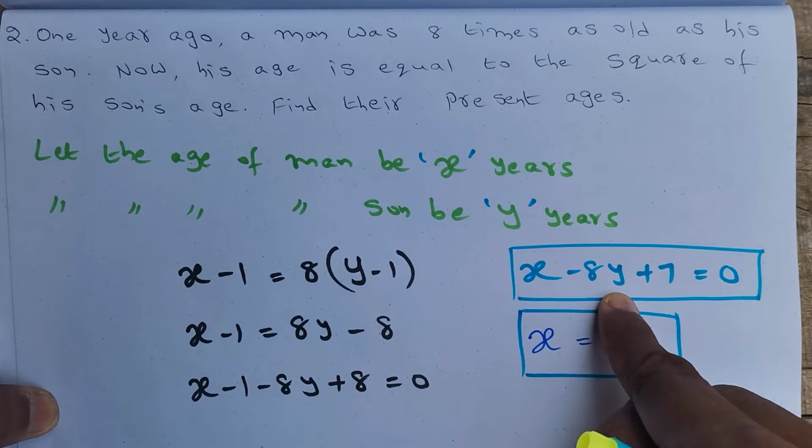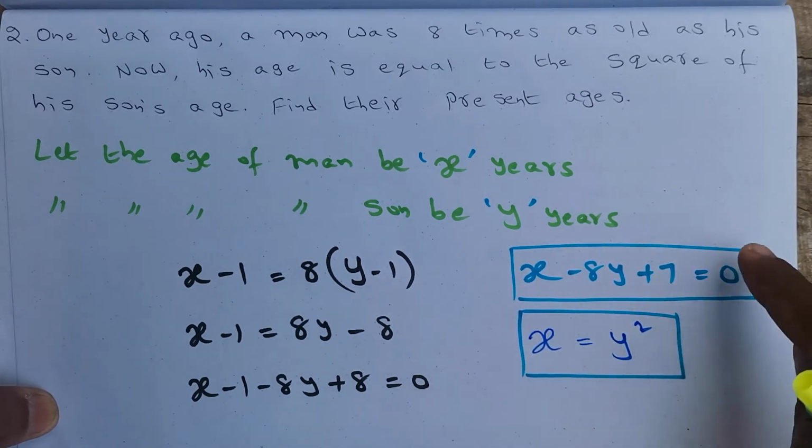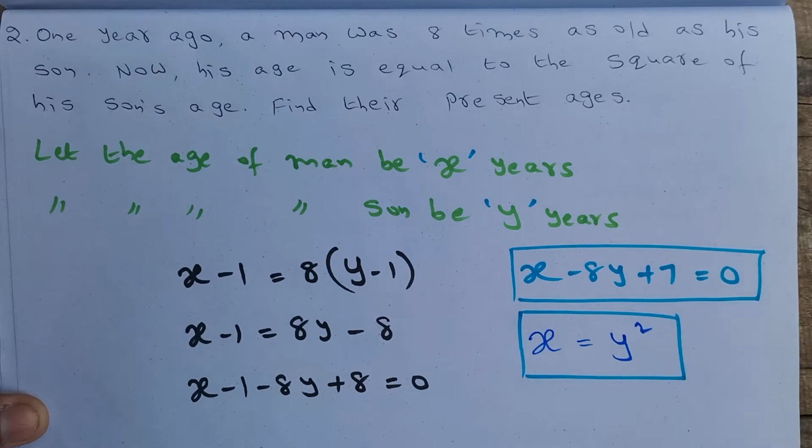x minus 8y plus 7 is equal to 0, and x is equal to y square. Two equations we have. If we solve these two equations, we will get the values of x as well as y. Let us solve it. Here, second equation, x is equal to y square. So in the place of x, I will write y square.